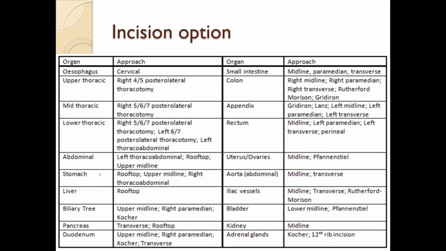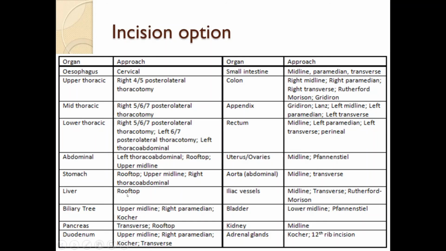Rooftop will have the advantage of dealing with the short gastric artery which enters the spleen on the left side. But if you do an upper midline, you have a problem reaching the area because that area is far lateral. Okay, for the liver, the preferred incision is still rooftop.